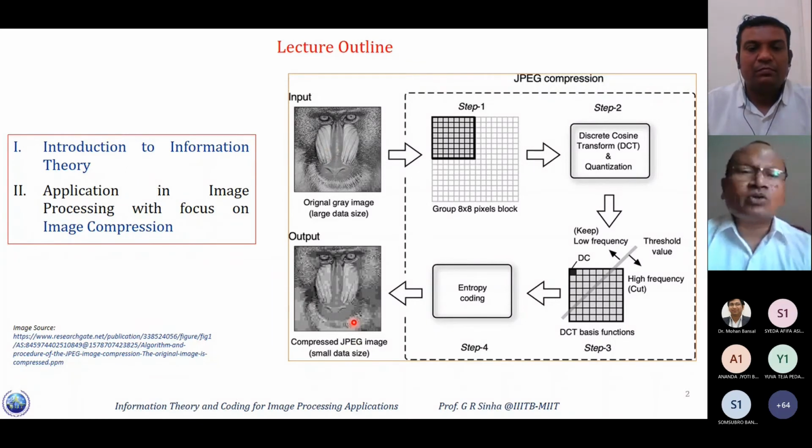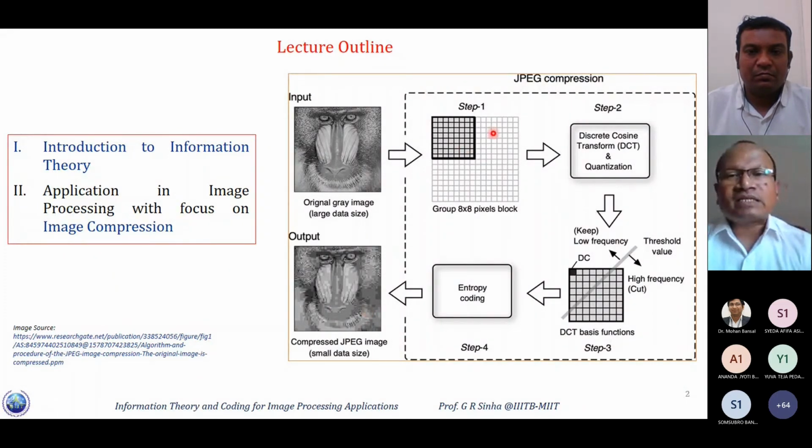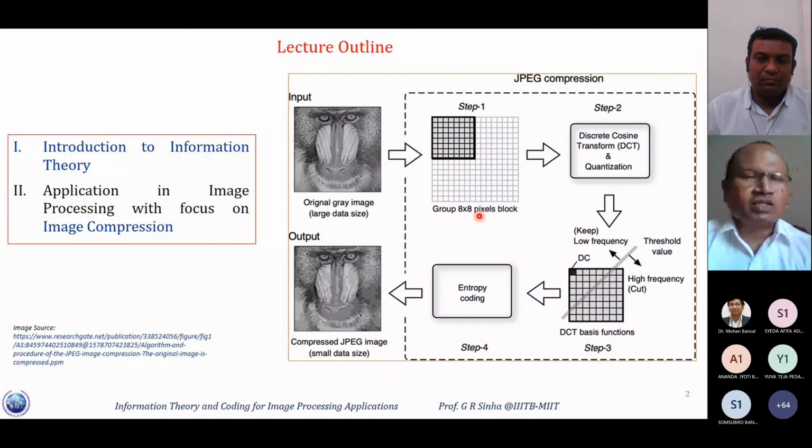So let's not go into the details at this stage. What you can see in this diagram gives some picture, some motivation, of where the role of coding is and where the role of information theory is. You see here, the first stage is dividing the image, or obtaining the image, in smaller blocks, 8x8, or you can choose another dimension. Then you calculate the DCT, or any other transform you can calculate.